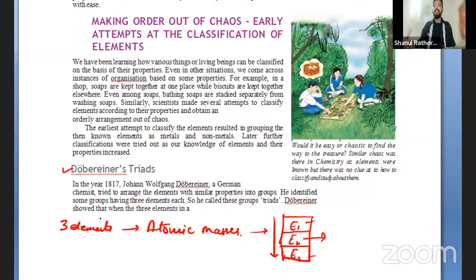Now let's look at an example again. As we draw another table here according to this, we are going to add lithium, Li, sodium, and potassium as well. The atomic masses are: lithium having an atomic mass of 7, sodium approximately 23, and potassium 39, right?